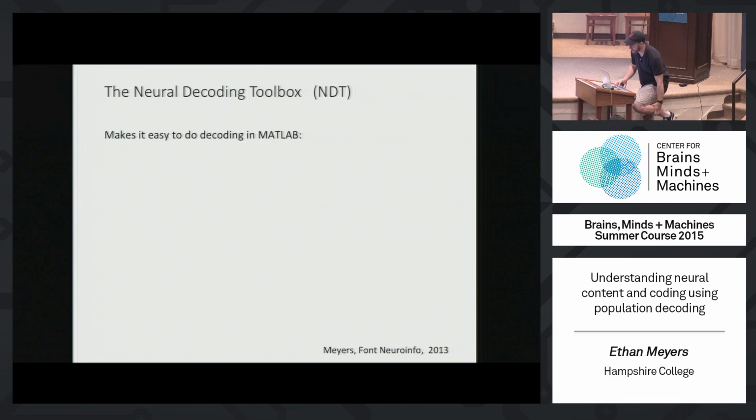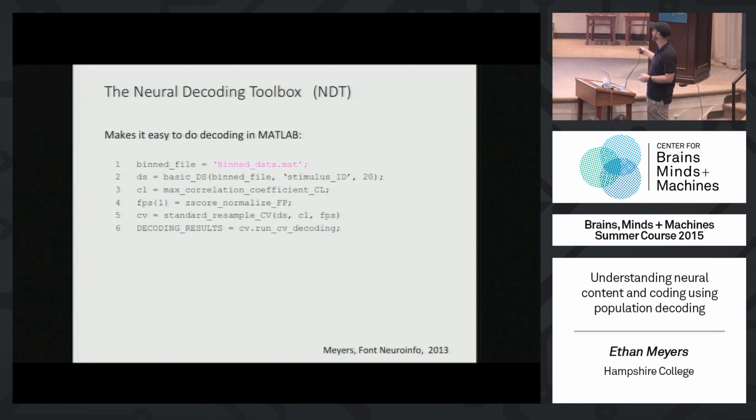Okay, let me just spend 5 more minutes talking about this toolbox, and then you can all go work on your projects and do what you want to do. This is a toolbox I made called the Neuro Decoding Toolbox. There's a paper about it in Frontiers in Neuroinformatics, 2013. The whole point was to make it easy for people to do these analyses. Here are 6 lines of code that, if you ran them, would do one of those analyses for you. It's almost literally exactly the same 6 lines of code; the only thing you'd replace would be your data rather than this data file.